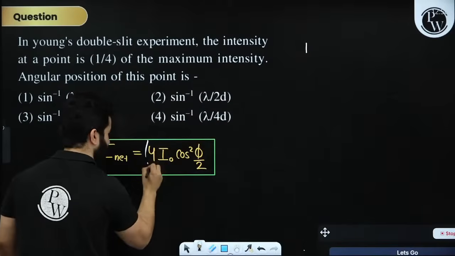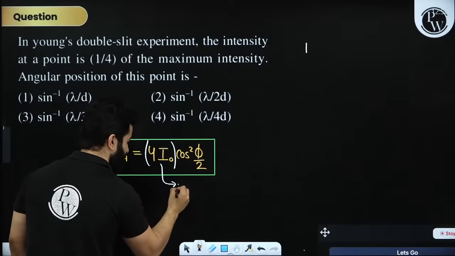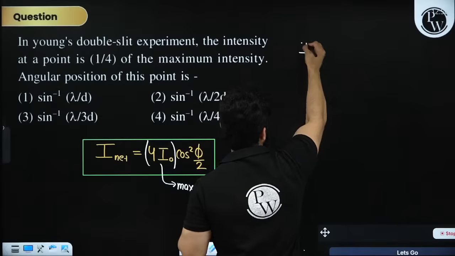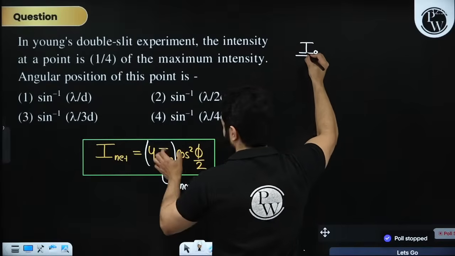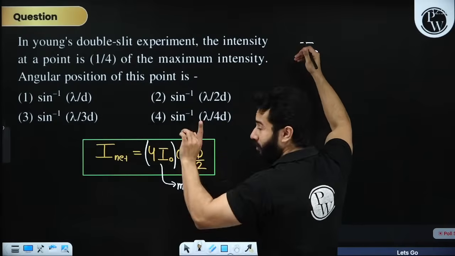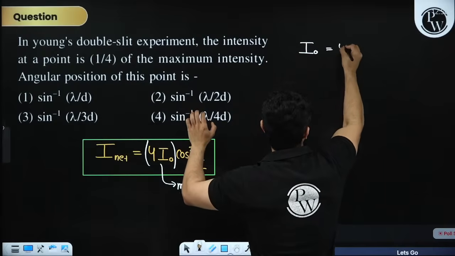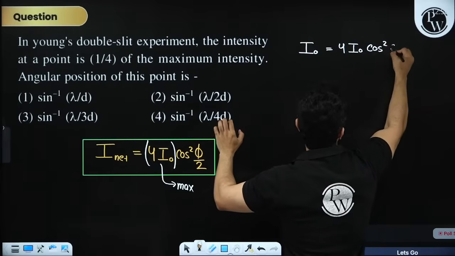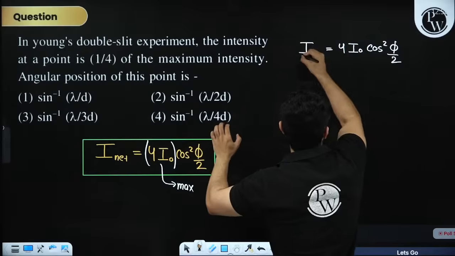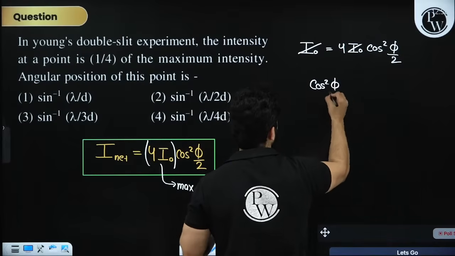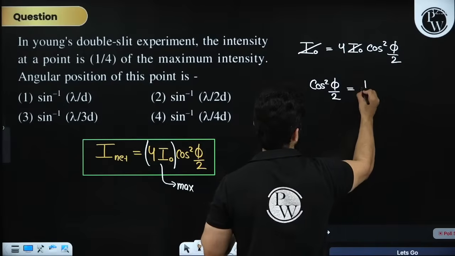Now please don't make any mistake. This entire thing, 4 I naught, is the maximum intensity. So 1 upon 4 times 4 I naught will become I naught. Don't write it as I naught by 4. I naught equals 4 I naught cos square phi by 2. Friends, I naught and I naught will get cancelled out. Cos square phi by 2 will come out to be 1 upon 4.